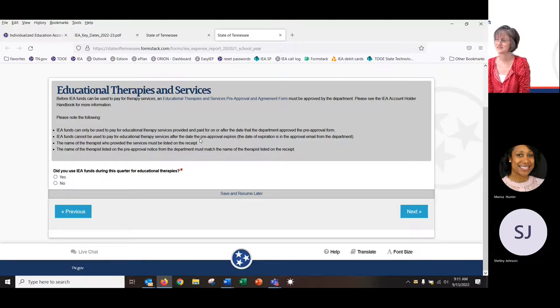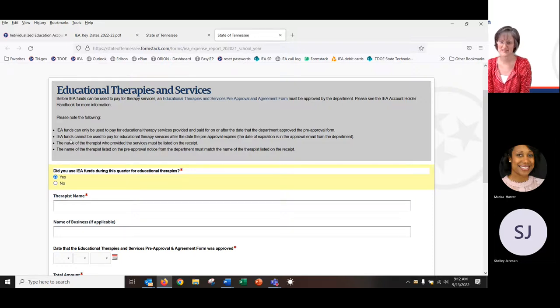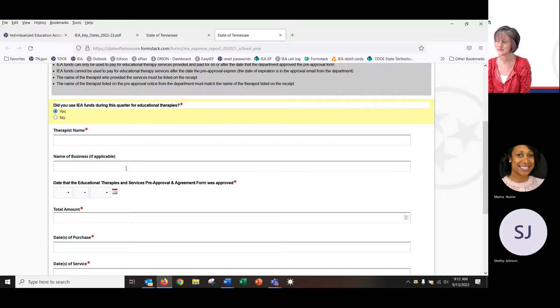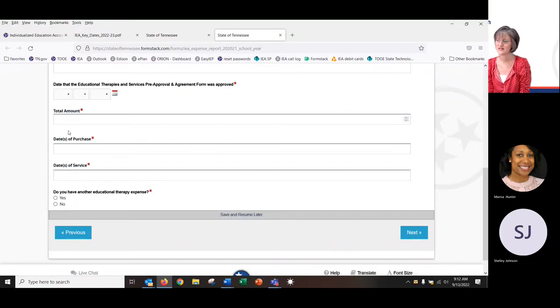And then we get to educational therapies and services. So if you used IEA funds during this quarter for educational therapies, you would say yes. And then you're going to give us the exact name of the exact therapist that you used. You can only get pre-approval for the exact therapist that was going to be working with your students. So that's the name you're going to give us here. If they have a business name, you can give us that as well. And then the date that that pre-approval was given to you goes here. The total amount, dates of purchase. So if your student saw that therapist more than once, you're just going to list out all of the dates and then the dates of service.